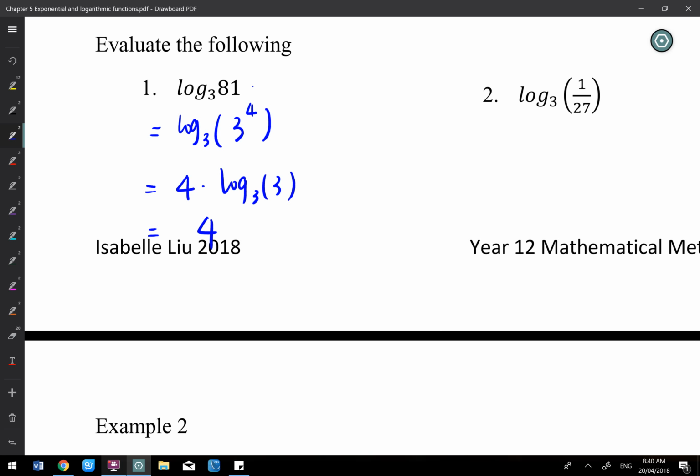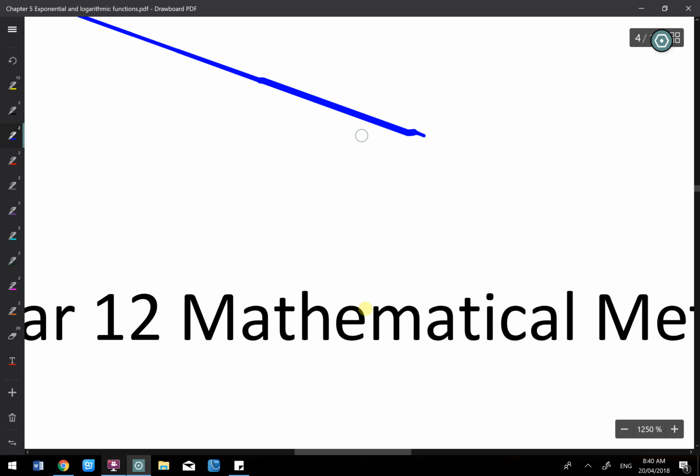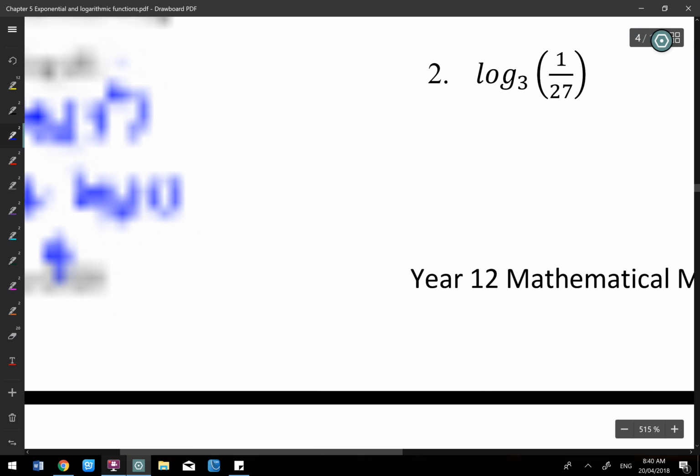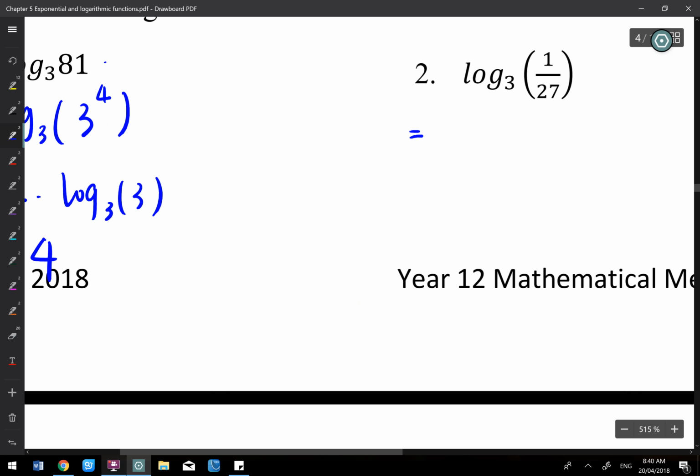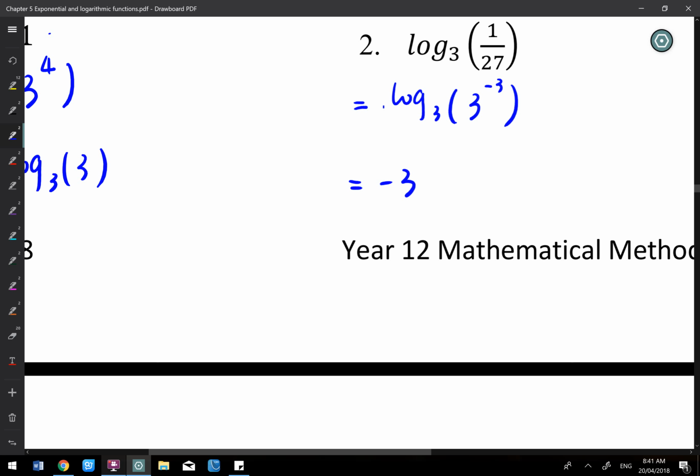Law number 3 is the one used the most. We always take a power and drag the power into the front. So similarly here, that's log 3. We want the base 3 inside and to the power of minus 3. And we have minus 3 directly. We drag the minus 3 into the front, and log 3 is just 1.